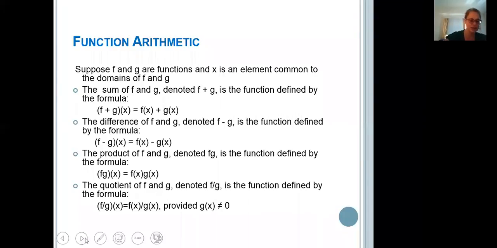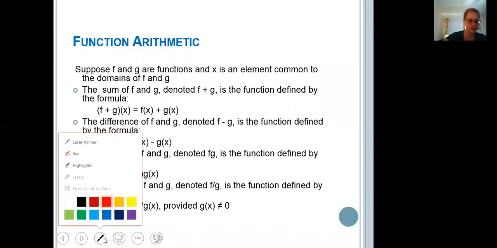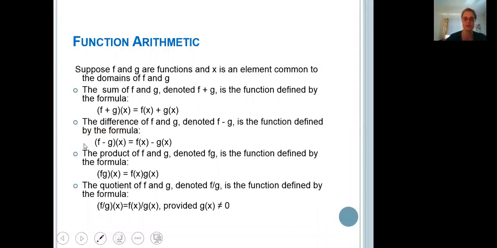I can do the same thing with addition, subtraction, multiplication, and division. And we're going to do some examples here in a minute. At this point, what I want you to be able to understand is that when I write f minus g of x, what I really mean is f of x minus g of x.